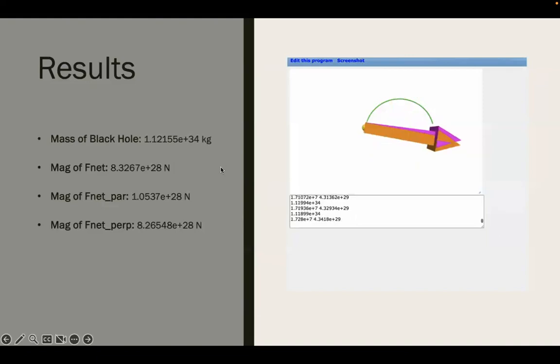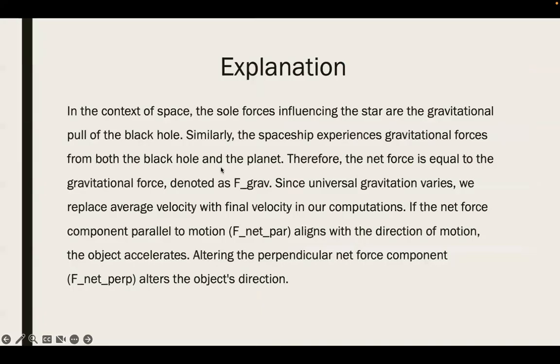Next slide. Okay. An explanation for this is that in the context of space, the sole force influencing the star is the gravitational pull of the black hole. Similarly, the spaceship experiences gravitational forces from both the black hole and the planet. Therefore, the net force is equal to the gravitational force, denoted as Fgrav. Since the gravitational force varies, we replace average velocity with final velocity in our computations. If the net force component parallel to motion aligns with the direction of motion, the object accelerates. Altering the perpendicular net force component alters the object's direction.